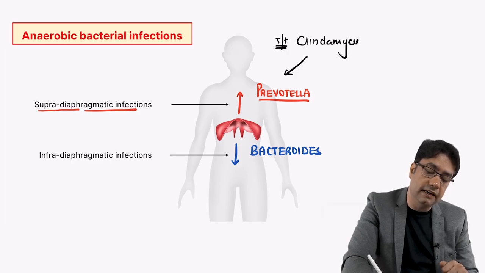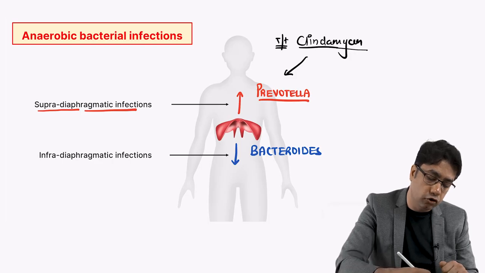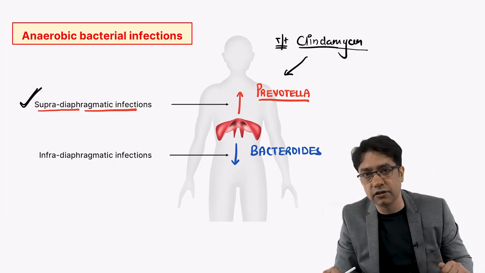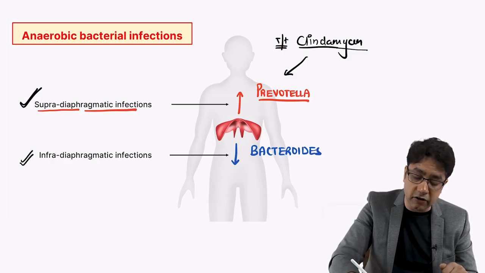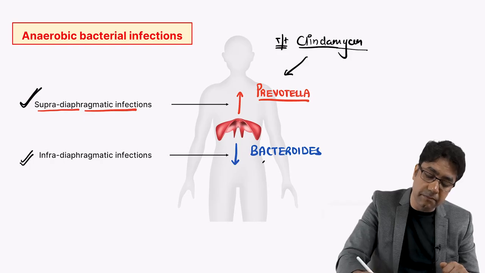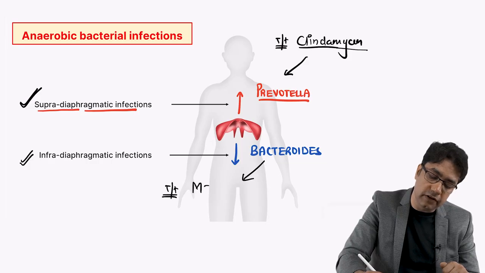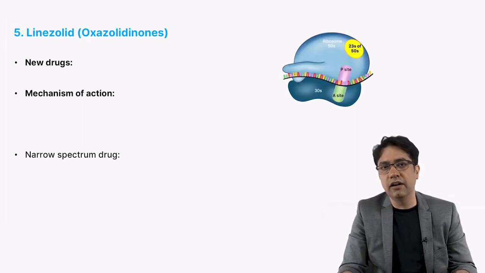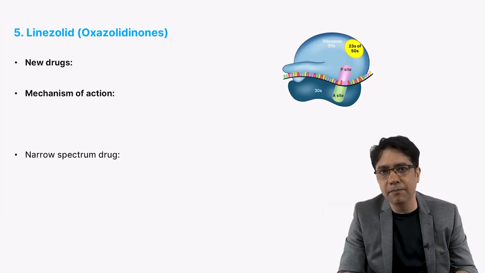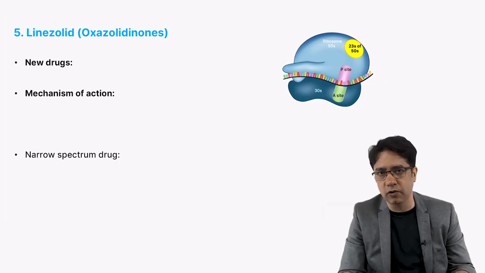So can we say clindamycin is given for supradiaphragmatic infections? What about infradiaphragmatic infection, bacteroid? For bacteroid, remember the drug of choice is metronidazole. We give metronidazole for infradiaphragmatic infection. So after clindamycin, the next very important antibiotic is linezolid.